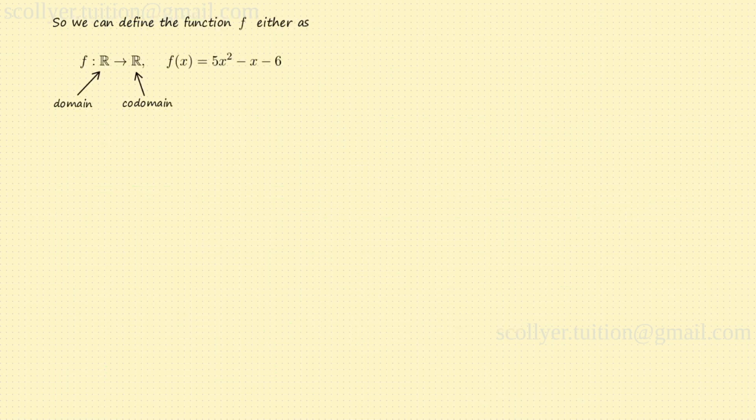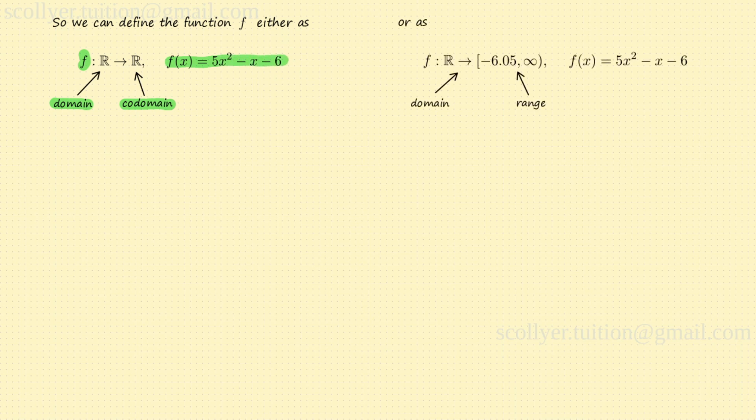So we can specify this function in two ways. We can say that we have a function f with domain R and codomain R, and formula f of x equals 5x squared minus x minus 6. Or we can specify it as the function f with domain R and range minus 6.05 up to infinity, with formula f of x equals 5x squared minus x minus 6.